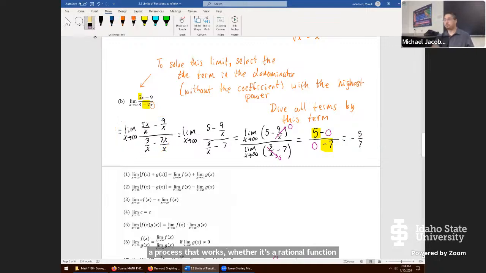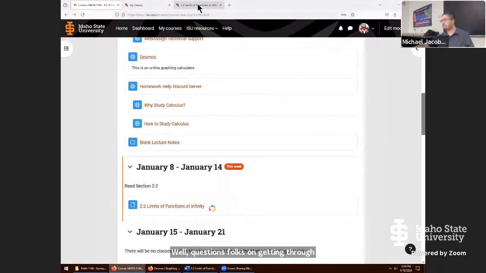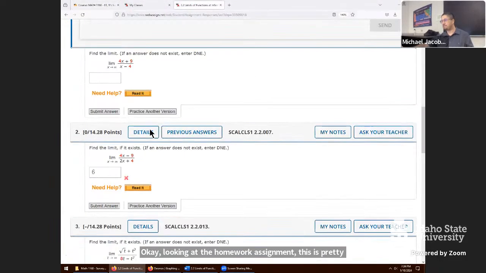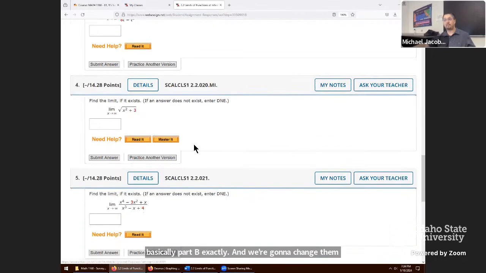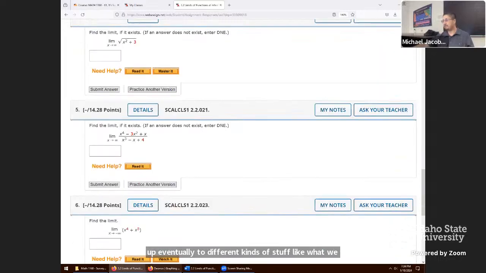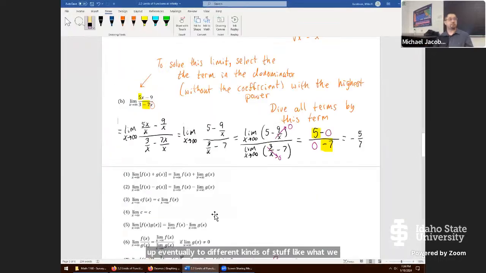Well, questions, folks, on getting through part B? Okay, looking at the homework assignment, this is pretty much the meat and potatoes of the assignment. We're taking limits like this one right here. This is basically part B exactly. And we're going to change them up eventually to different kinds of stuff like what we see here on the problems down below. Any questions at all so far? Well, I think I already asked that, but any come up so far?